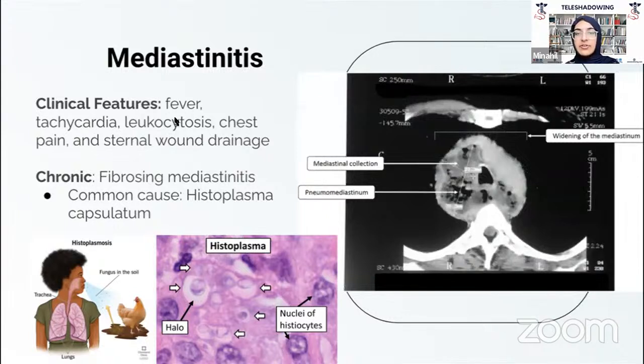The CBC, of course, you want to be able to tell if there is leukocytosis. That could also be an indicator. Remember, CBC stands for complete blood count, which is a blood diagnostic lab study.